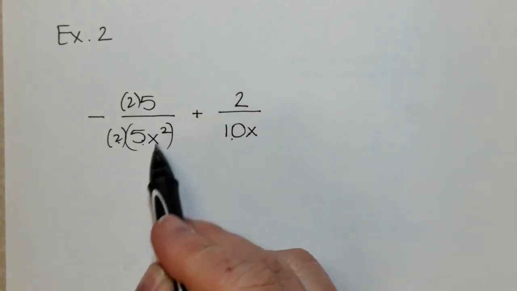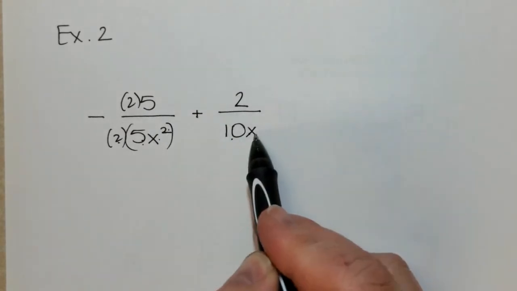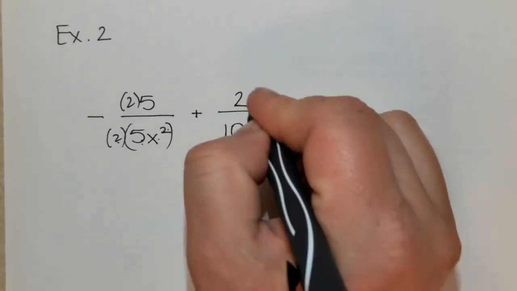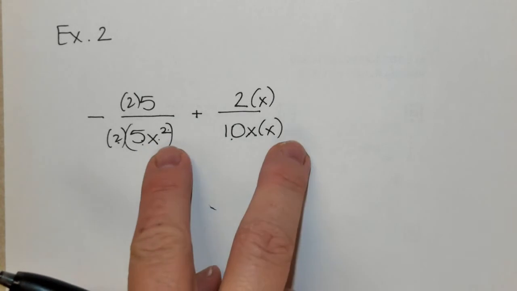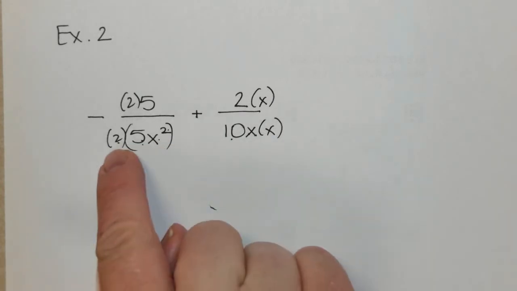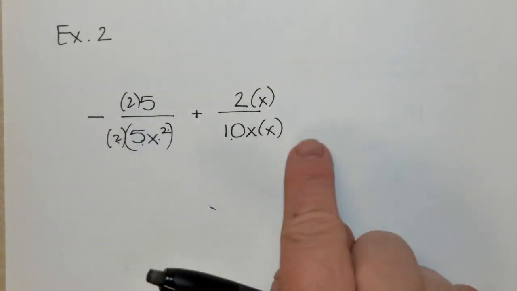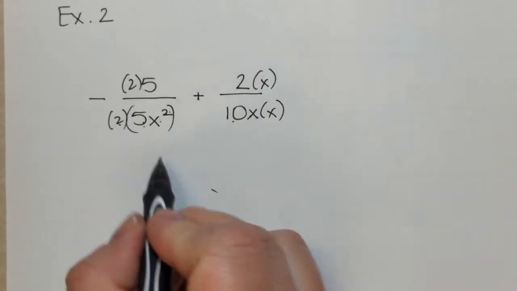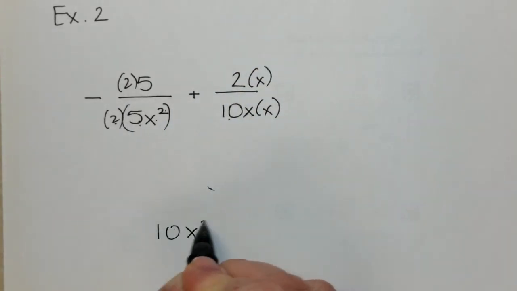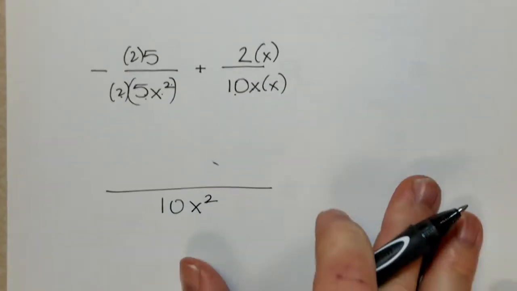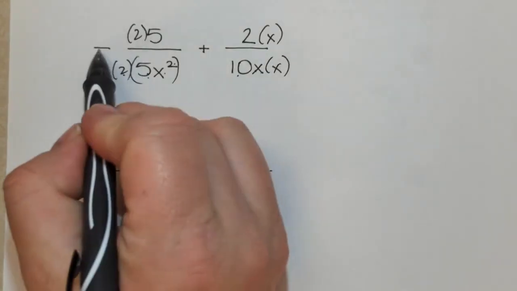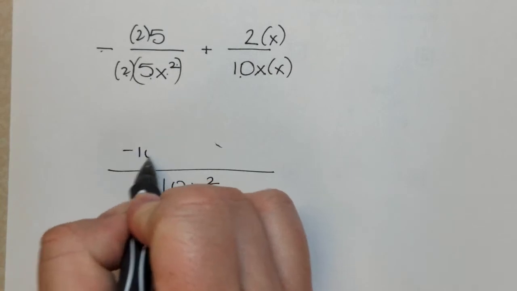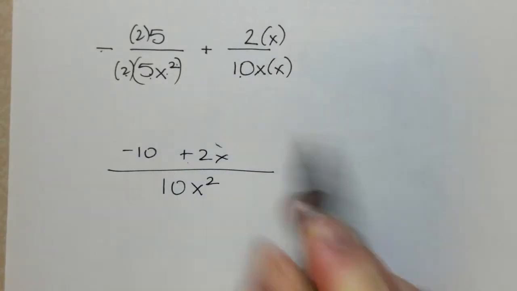And now I need x squared. So this already has an x squared, this doesn't. It needs one more x. So now I have 10x squared. Whatever you multiply to the denominator, you must multiply it to the numerator. Okay, so on the bottom I have 10x squared. And on top, if I move this to the side, on top I have negative 10 plus 2x.